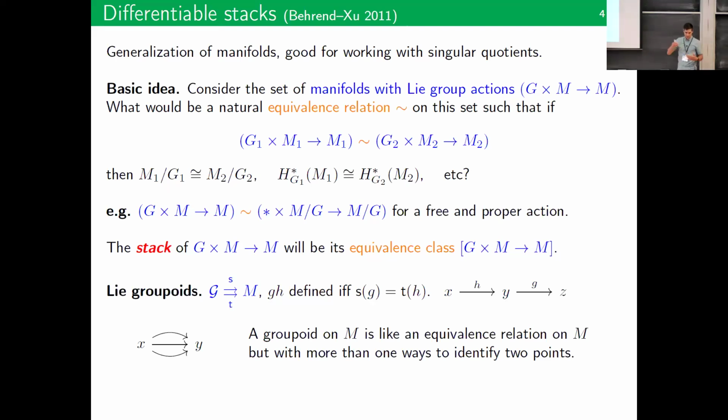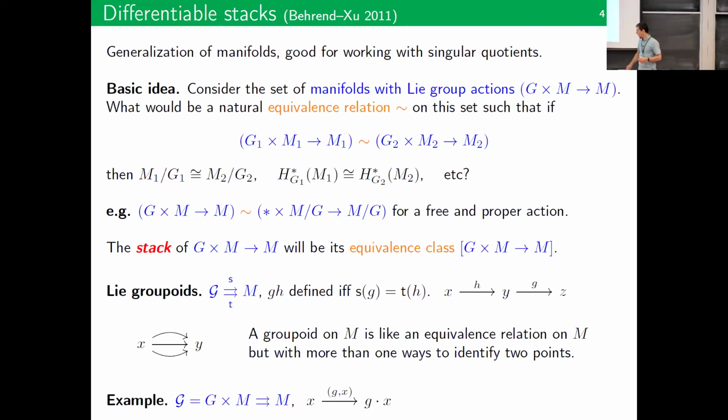And you want to understand the structure of how these arrows interact with each other. So the transitivity law of an equivalence relation corresponds to groupoid multiplication and so on. Okay. So what's the natural setup where you have more than one way to identify 2 points? Well, for example, if you have a Lie group action on a manifold, where the action is not necessarily free, then 2 points in the same orbit have many ways. There can be many group elements mapping one point to the other. And so that's the main example of a groupoid.